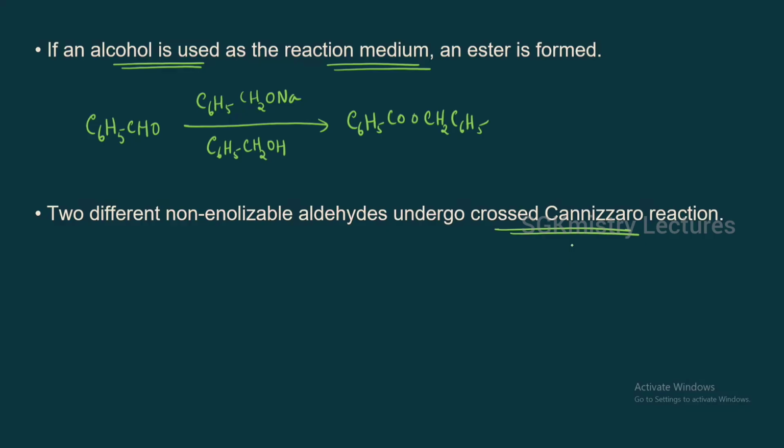Now, when two different non-enolizable aldehydes are present, then they also undergo crossed Cannizzaro reaction. So, if both the aldehydes do not have the alpha hydrogen atoms, then they can undergo cross Cannizzaro reaction. So, let us consider C6H5CHO and HCHO in the presence of sodium hydroxide and heat. So, you're going to get C6H5CH2OH, that is alcohol. Along with that, you're going to get the sodium formate that is obtained as the product.